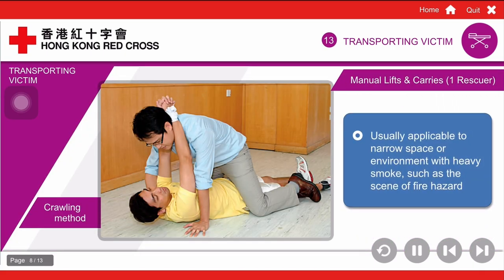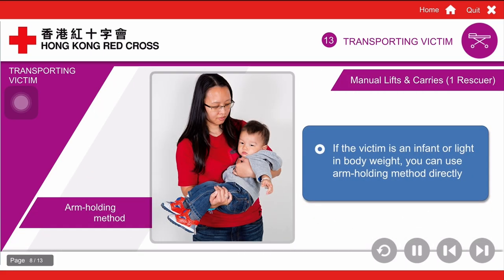The crawling method is usually applicable to a narrow space or environment with heavy smoke, such as the scene of a fire hazard. If the victim is an infant or light in body weight, you can use the arm-holding method directly.